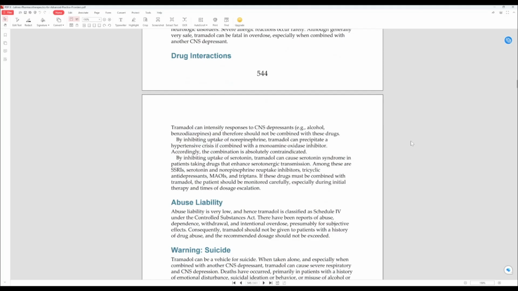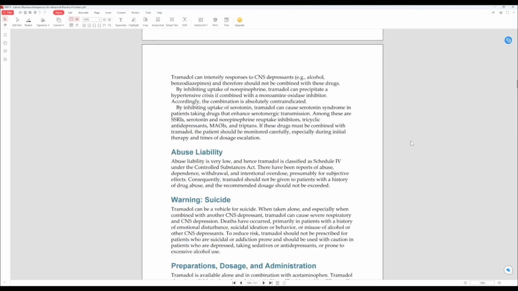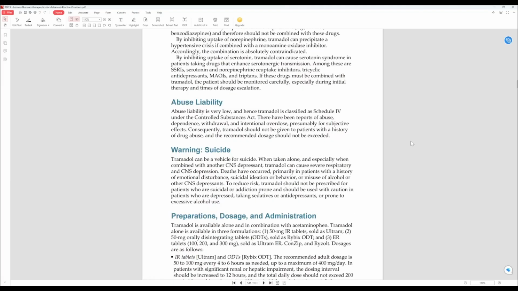So, drug interactions. It can intensify responses to CNS depressants, alcohol, and benzodiazepines, so these drugs shouldn't be used together. By inhibiting the uptake of norepinephrine, tramadol can precipitate a hypertensive crisis if combined with a monoamine oxidase inhibitor. Therefore, the combination is absolutely contraindicated. By inhibiting the uptake of serotonin, tramadol can cause serotonin syndrome in patients taking drugs that enhance serotonergic transmission. Among these are SSRIs, serotonin and norepinephrine reuptake inhibitors, tricyclic antidepressants, MAOIs, and triptans.